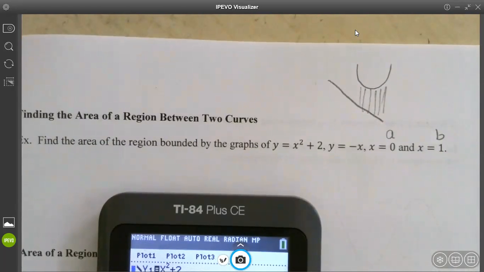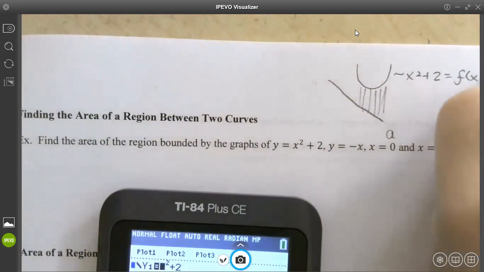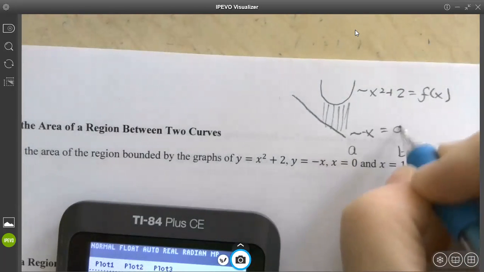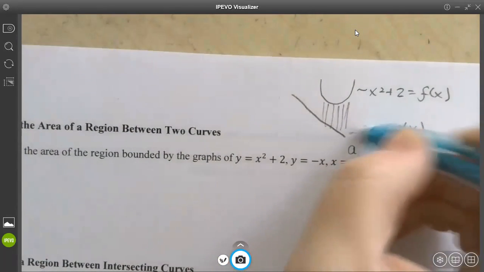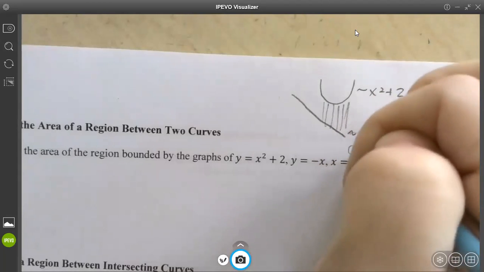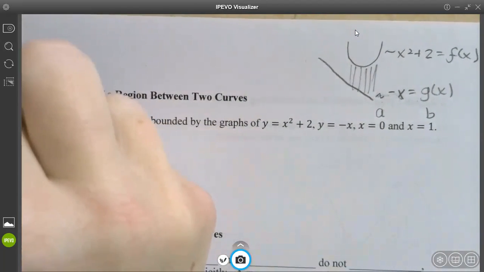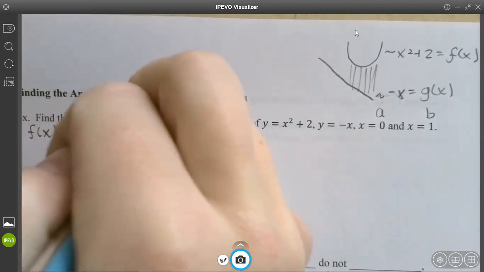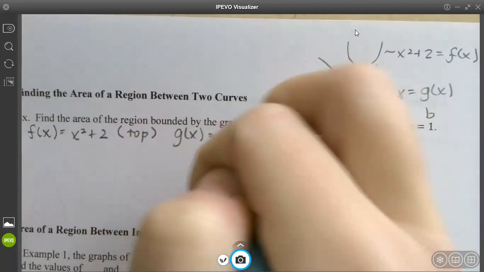So which one is on top? That's going to be your f of x. This one, negative x, is on the bottom, so it's going to be your g of x. Sorry, I squished the negative in there. I'll make it so you guys can see it. So I'm going to write that back down here. We're choosing f of x is x squared plus 2 because it's on the top, and g of x equals negative x because it's below.